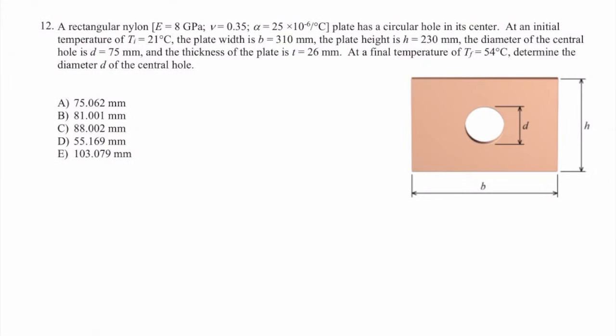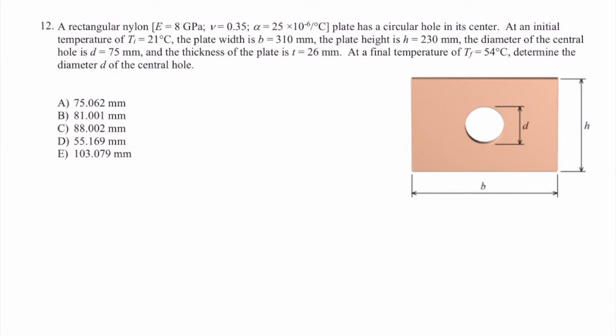Okay. First, let me give you a hint. Without solving this problem, the answer is A. Why? How much is the change in temperature? 21 is increased to 54. Do you expect to see a very large change in the diameter? So the answer is A. But let's determine how we can do that.